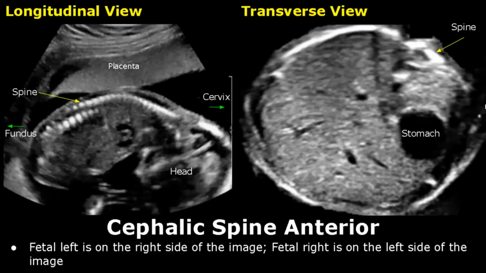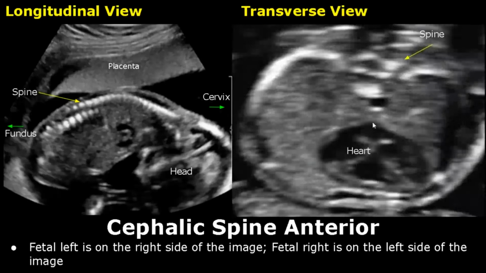The spine is seen on the upper side of the image, and here is the stomach, so this is the left side of the fetus. And here is the heart. The apex is pointing towards the fetal left. This is the left side of the fetus. The spine is seen on the top side of the image.